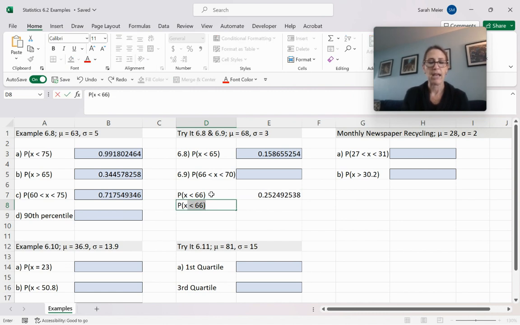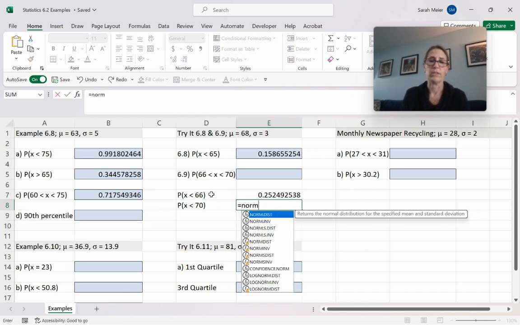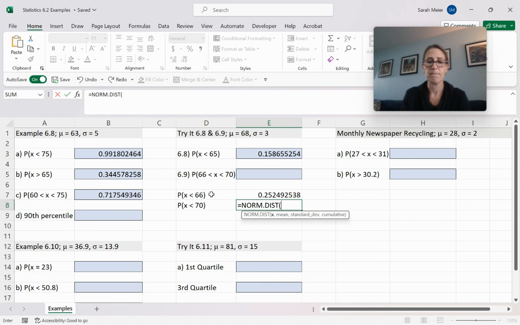And then x is less than 70 would be the normal distribution formula with 70, my mean of 68, my standard deviation of 3, and the word true.